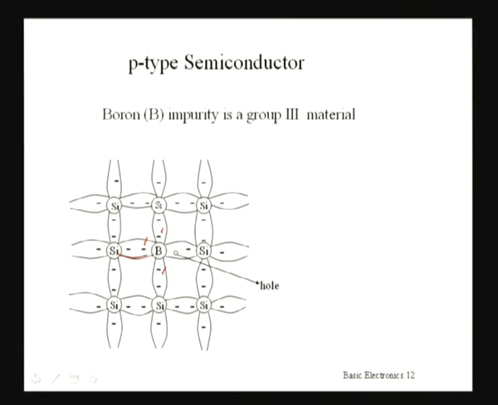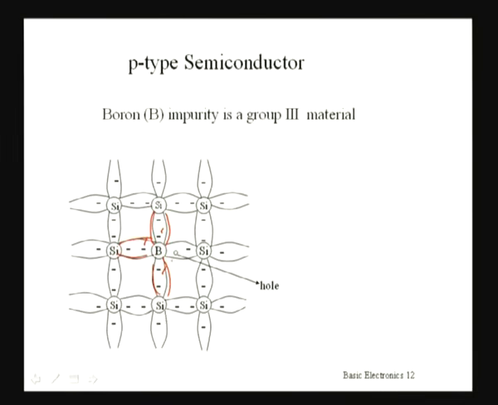So these two electrons will form a covalent bond. So in this process, 3 covalent bonds are now completed. But what about the other covalent bond? This covalent bond is now devoid, or it is short of 1 electron to complete its covalent bond.